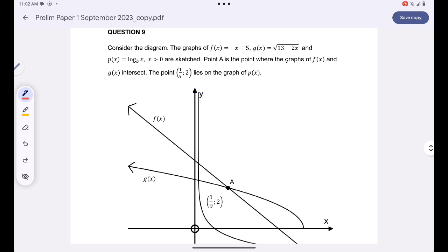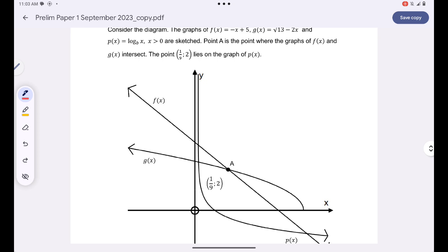Okay, consider the diagram, the graphs of f of x and g of x. We are given the graphs of f of x, g of x, and that of p of x, and they are sketched below. Point A is a point where the graphs of f of x and g of x intersect. The point (1/9; 2) lies on the graph of p of x.